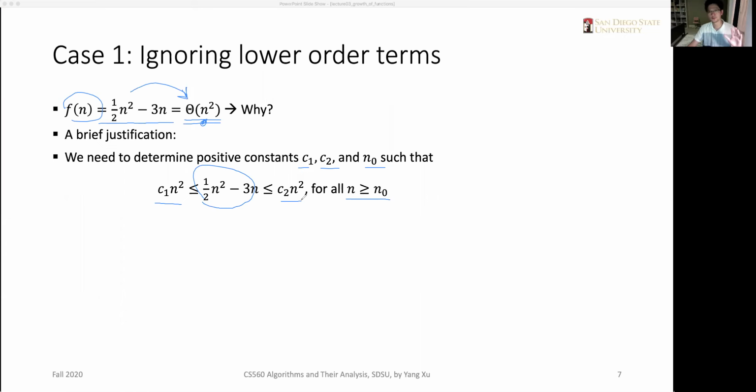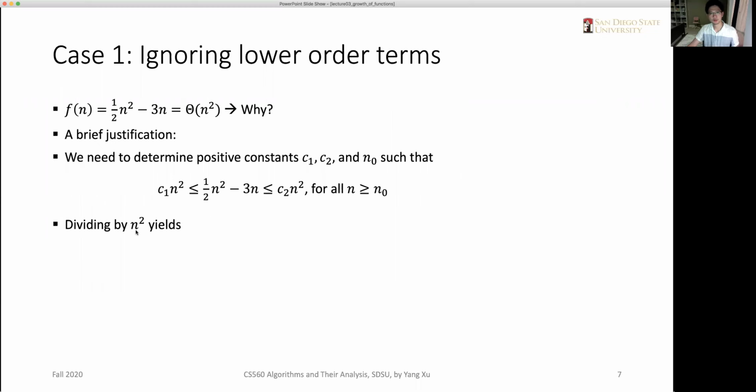This is strictly following the definition of big theta, right? Let me state this again. As long as we can find the constants C1, C2, and N0 such that the target function is between C1 times n squared and C2 times n squared for n that's greater than N0, then we are done with the proof. And then we can state that f of n belongs to the big theta of n squared. Okay, so the key is how to find the C1, C2, and N0.